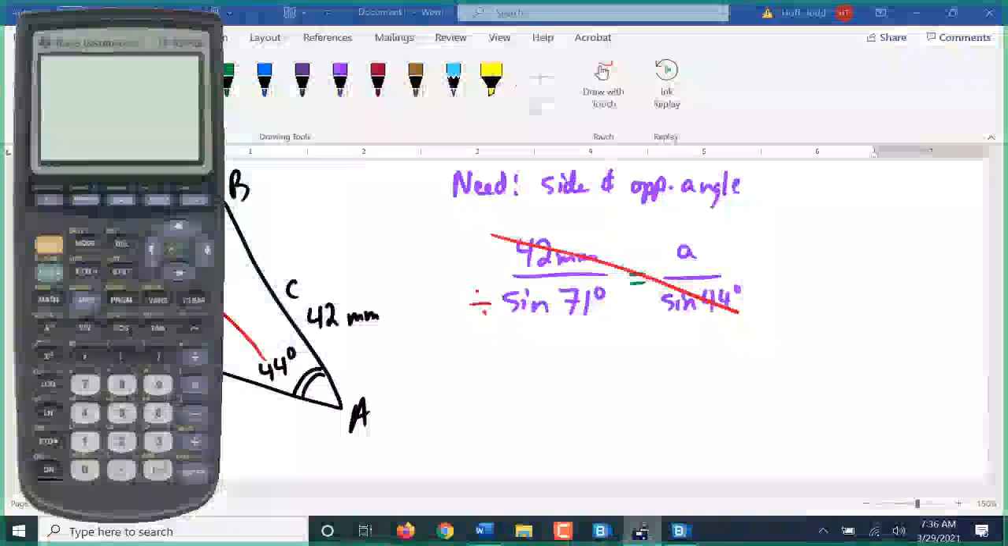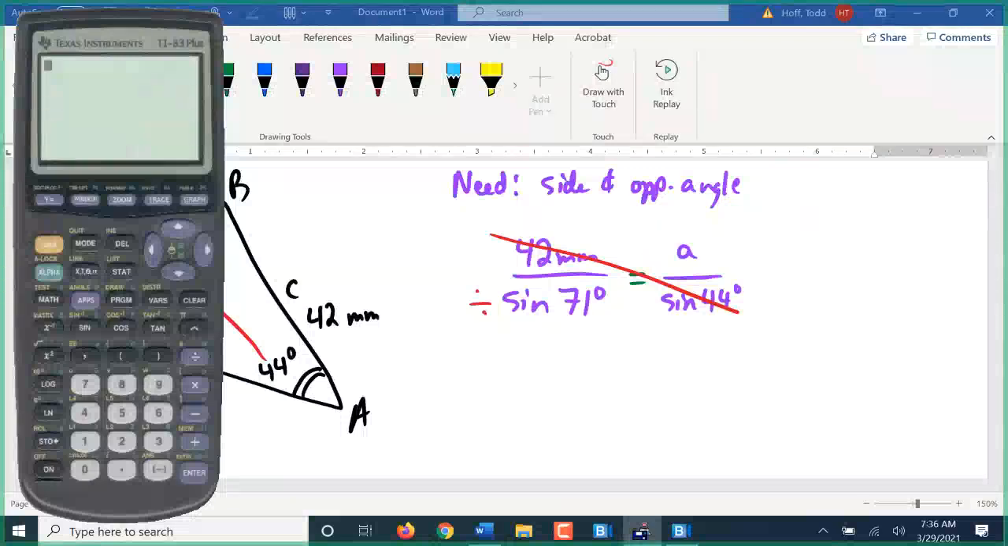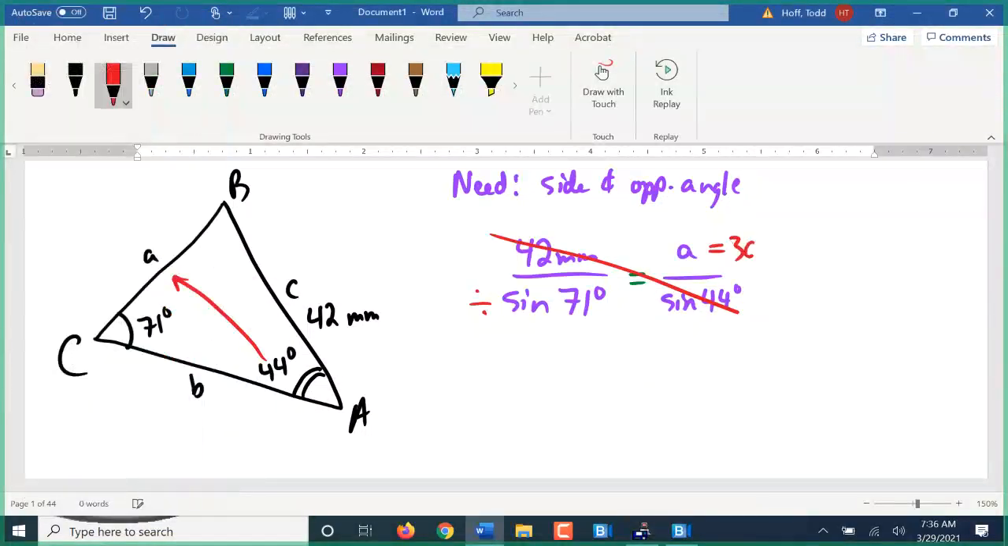I've got my mode set here for degrees. So now we'll do 42 times sine of 44, and it's very important you close that parentheses, divided by sine of 71. That gives me 30.86. This is 30.86 millimeters. So we found that other side. Now a quick comparison: this angle is bigger than this angle, so it makes sense this side is bigger than that side. So it makes sense so far.